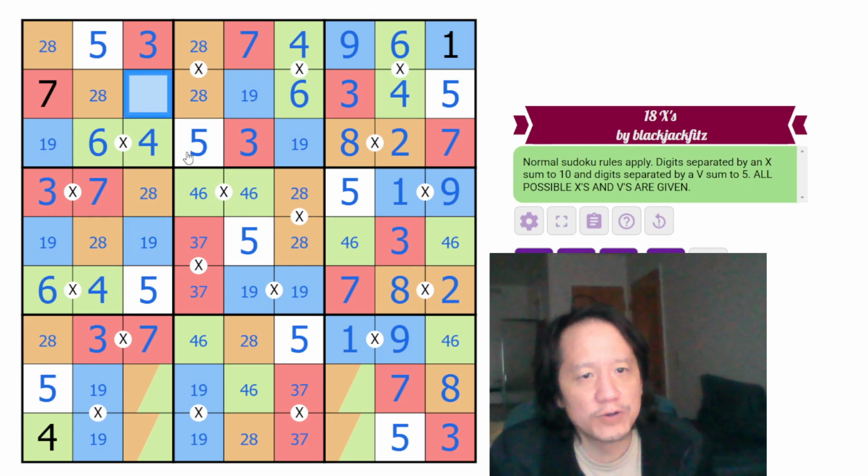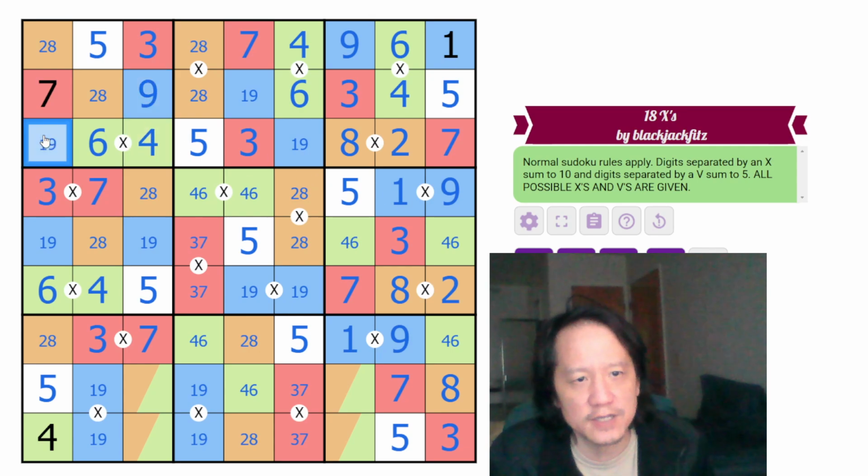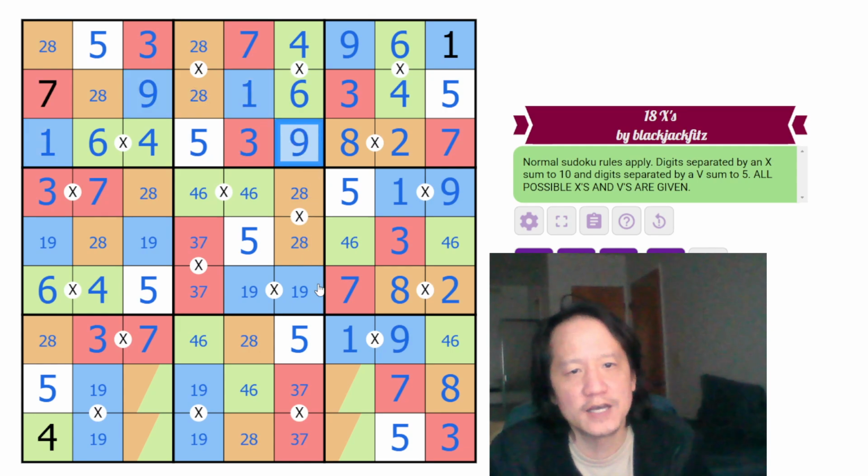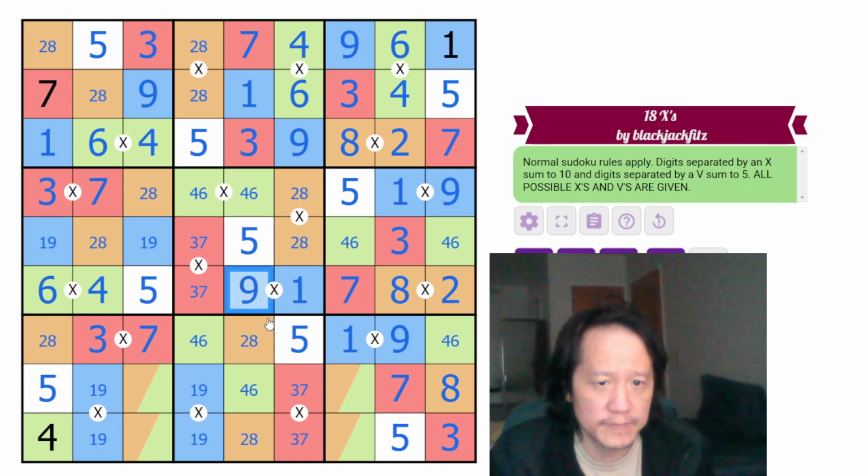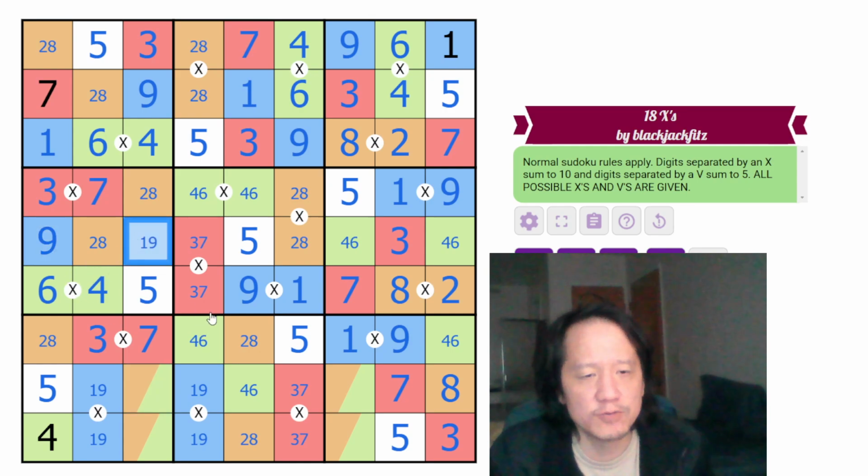This is a 1 or a 9, but it can't be 1 because, again, these 2 digits would have to add up to 5, and therefore there would be a V signifying that that's the case. So this can't be 1, which makes this a 9, which makes that 1. This 9 means that has to be 1, which makes that a 9. This can't be 9, so this is a 1, which makes that a 9. This can't be 1, so this is 9, which makes that 1.